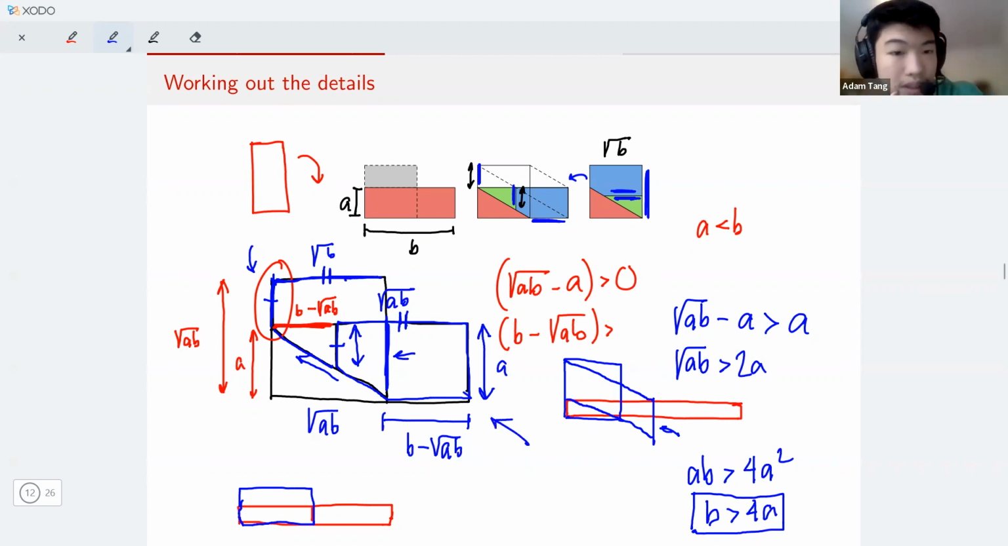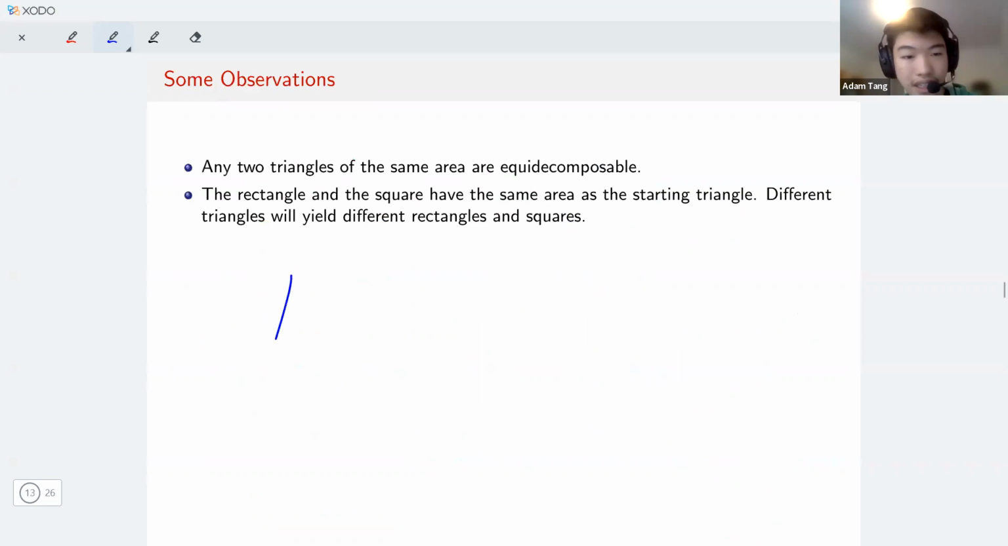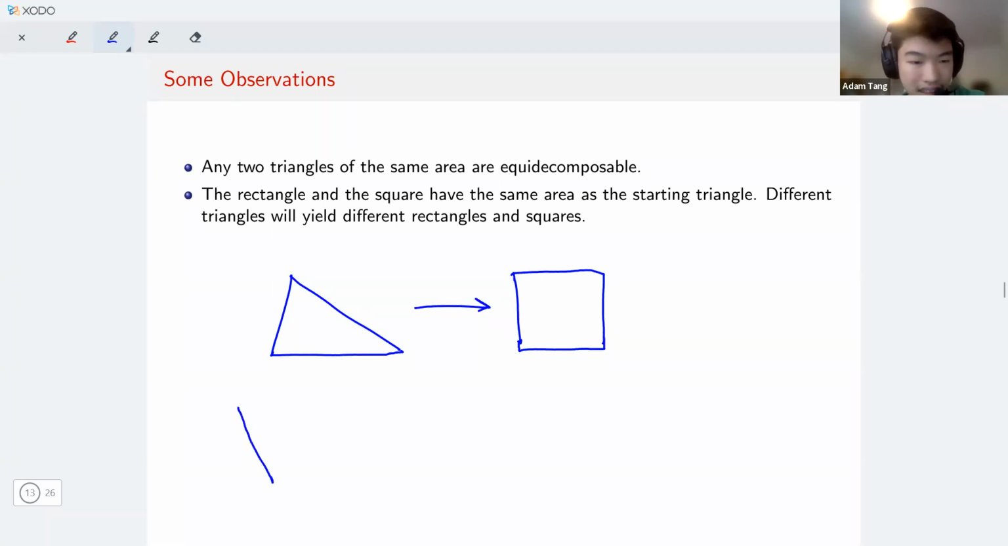So it's actually possible to do rectangle to square for any rectangle. This is actually a very nice property because we'll be using it later. But what this means is we can turn any triangle into a square. And the square, of course, has to have the same area as the triangle, but it doesn't matter what the triangle looks like. Even if we have an obtuse triangle, we can do it.